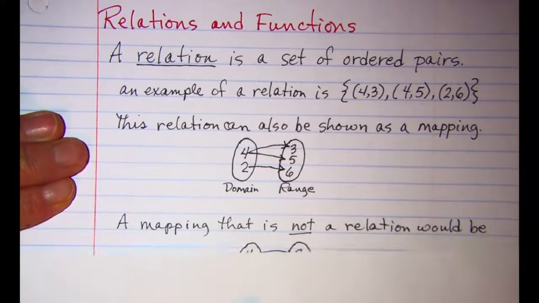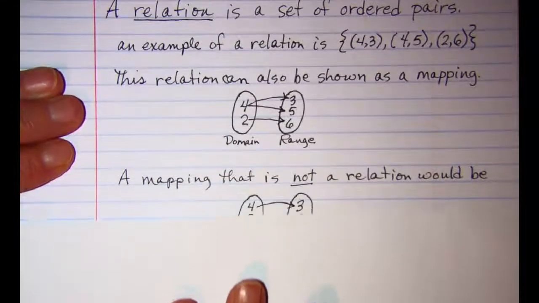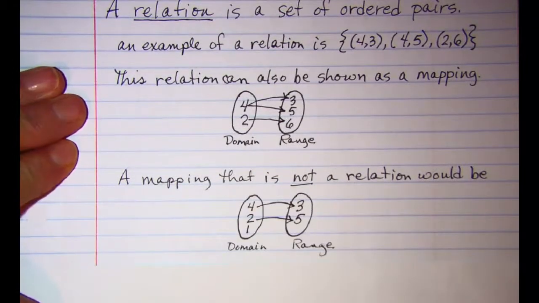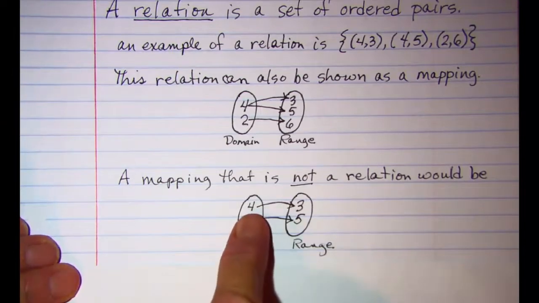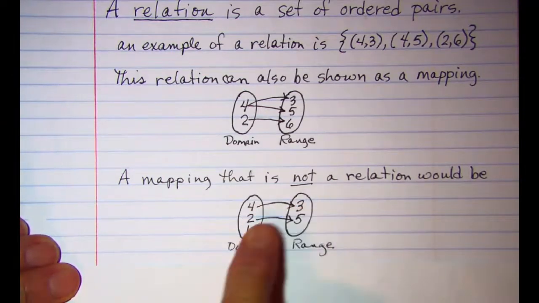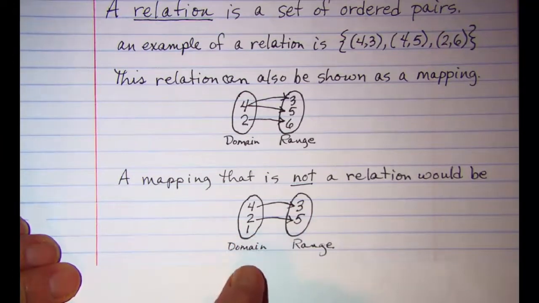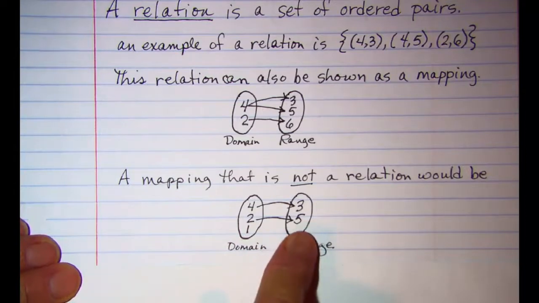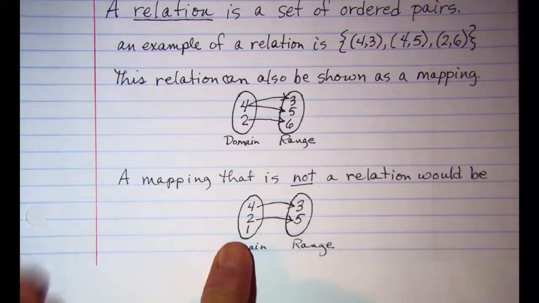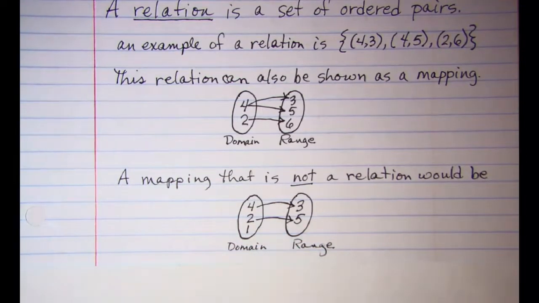Now an example of a mapping that is not a relation would be this one. Notice that 4 maps onto 3, that's okay. 2 maps onto 5. But then we have an element in the domain that is not mapped onto anything in the range. So this is not a relation.